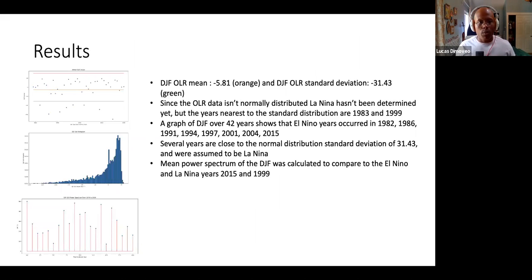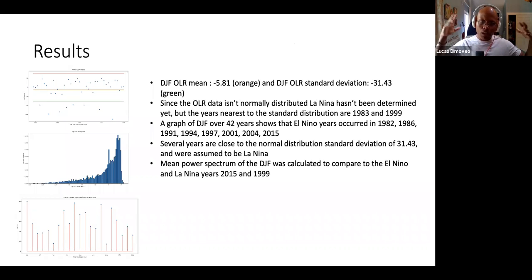And we plotted the distribution and tried to figure out where El Nino and La Nina years lie on our graph. There are a few interesting things going on. First, for the top graph, our orange line is the mean, which is about negative 5.8 watts per meter squared. The green line is negative 31.4 watts per meter squared. And our red line is positive.